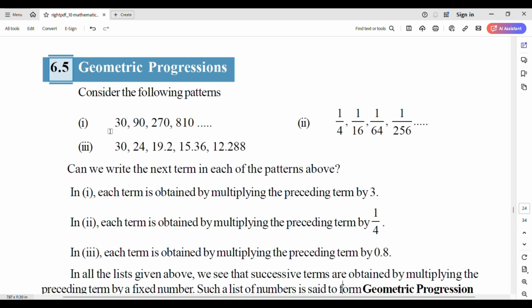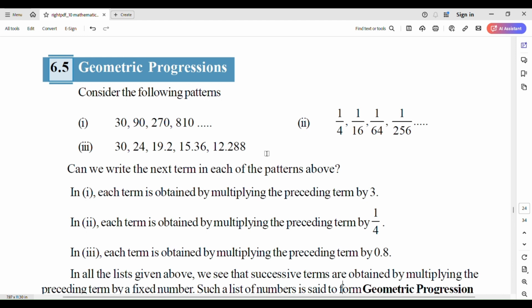Consider the following patterns. There are three patterns given here: 30, 90, 270, 810, and dash dash. 1 by 4, 1 by 16, 1 by 64, 1 by 256, and so on. 30, 24, 19.2, 15.36, and 12.288. Can you write the next term in each pattern?